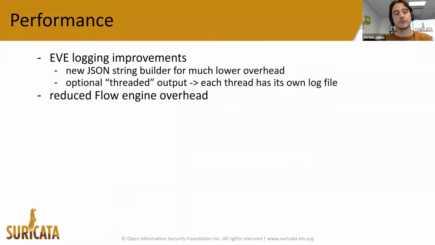Another major thing that we've been doing is improving performance, and a major focus area has been the EVE output. So EVE is the unified JSON output that we have, that we really focus on in our development, and that's just the default output that we use. And just creating the JSON records, of which there could be thousands or even way more per second, caused a lot of overhead.